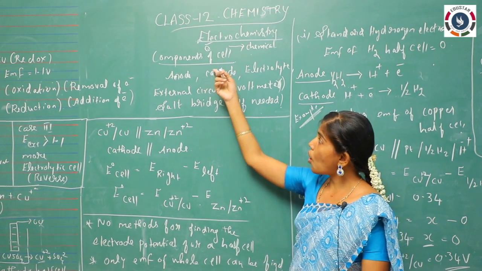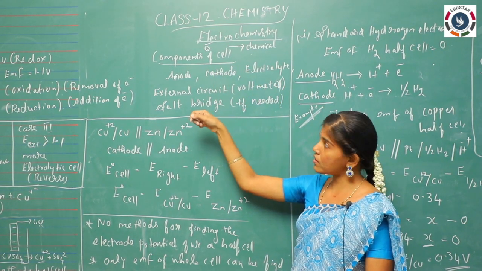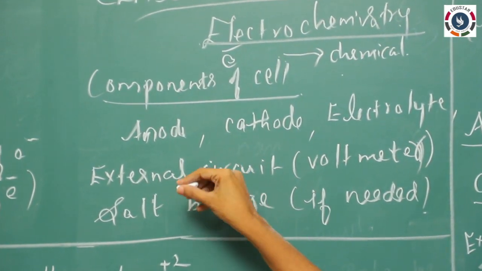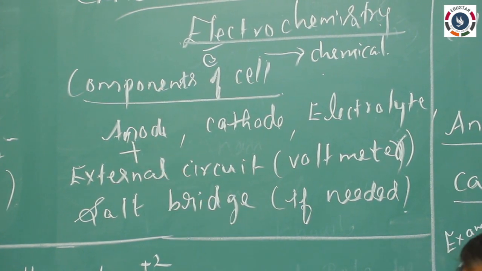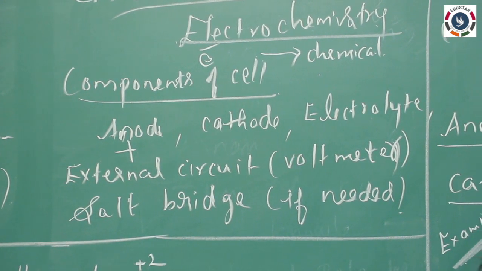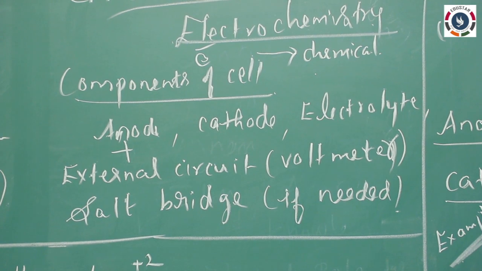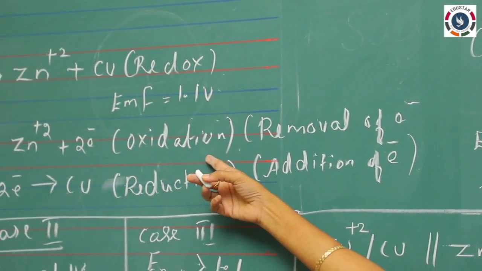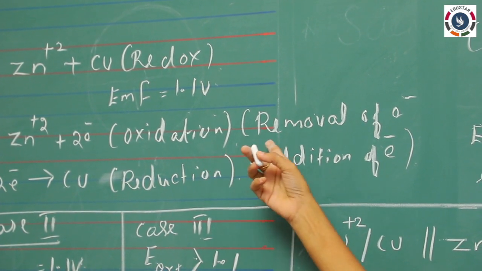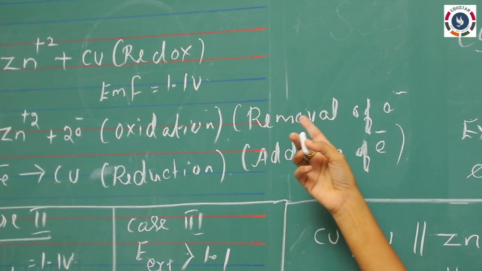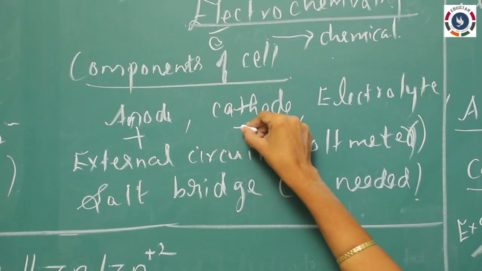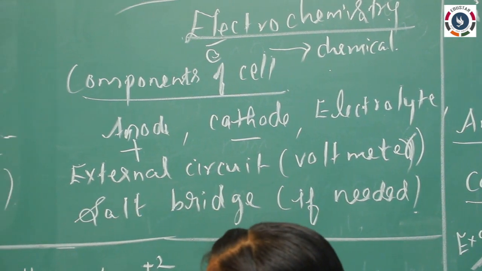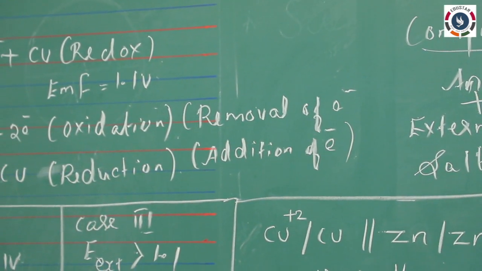Now I am going to say the components of a cell. What are the things present inside the cell? The main thing is the anode. Anode is a positively charged electrode responsible for oxidation. Oxidation is nothing but the removal of electrons. Then the cathode. Cathode is the negatively charged electrode which is responsible for reduction. Reduction is nothing but the addition of electrons.